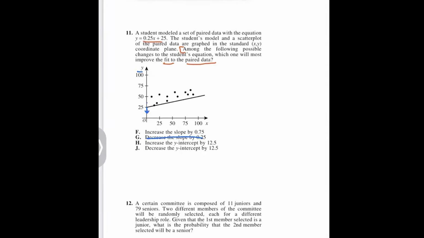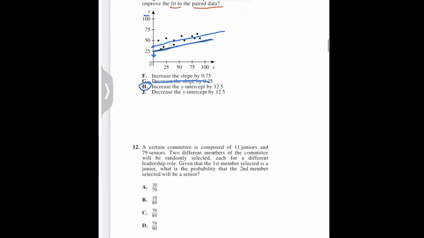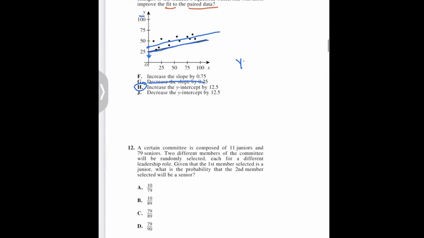Likely the best choice is to go up through there, because the slope is actually pretty good and the y-intercept is the problem. So this one is going to be H. It's really important that you know y equals mx plus b.